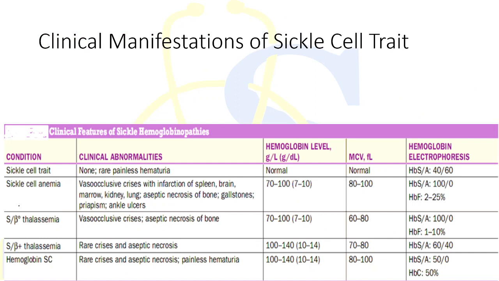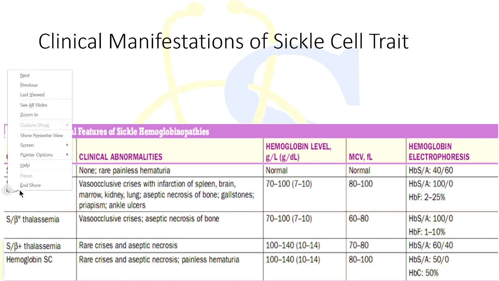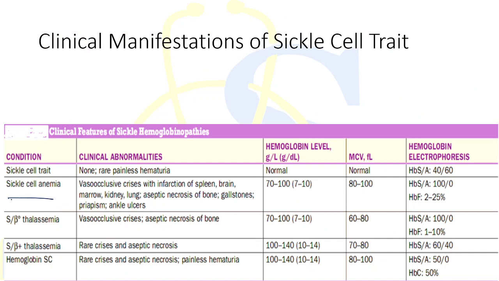Now, all the features which we have discussed were of overt sickle cell anemia like vaso-occlusive crisis in spleen, brain, marrow, kidney, lung, aseptic necrosis of bone, gallstone, priapism, and ankle ulcers.